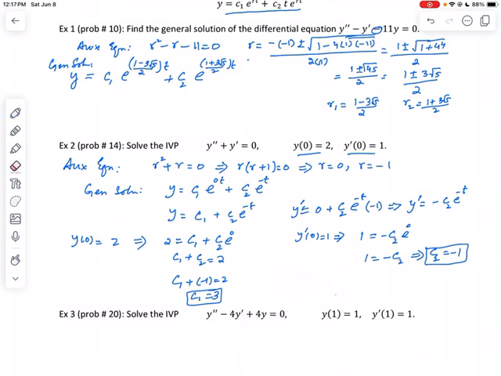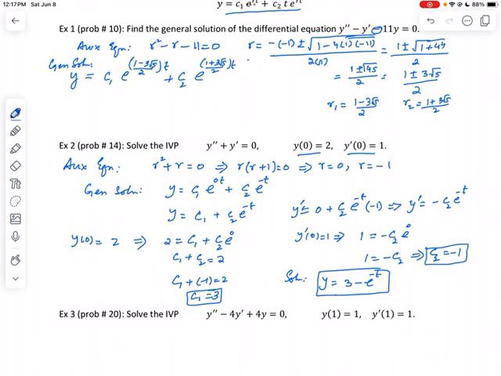Because now we know exactly which curve it is. So the final solution, or just solution, is y equal to 3 minus e to the minus t, since c1 is 3 and c2 is negative. So that's how you can find the particular solution. Okay, let's look at one more example here.